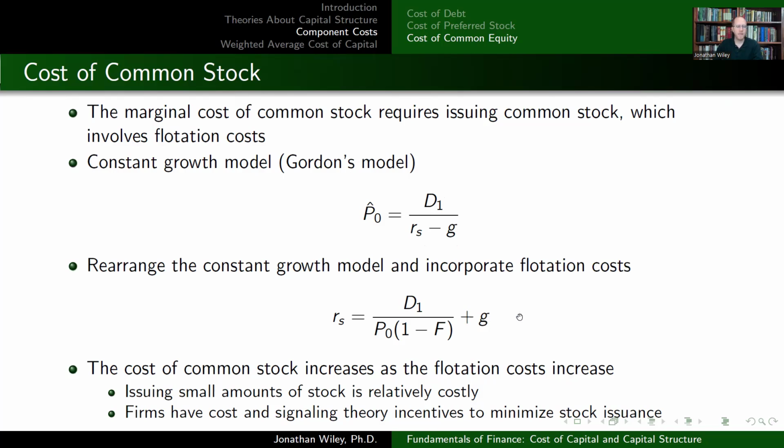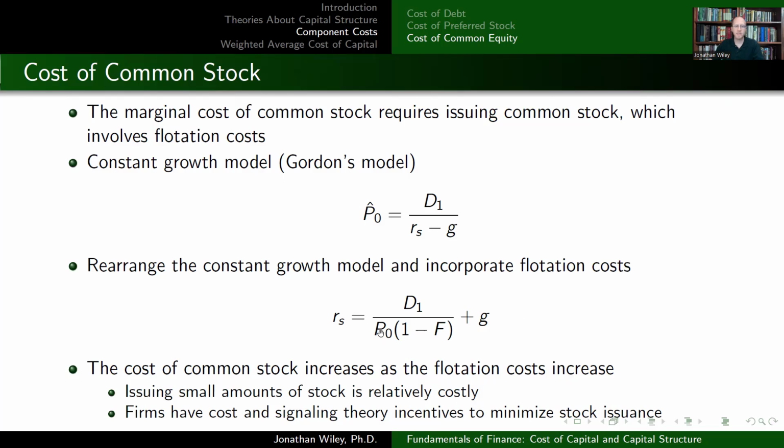G. But then if I do what I did for preferred stock, I account for the fact that if I'm actually selling the shares of stock, then I have to pay flotation costs on it. When I sell the share, let's say I sell it for $50, the company does not receive $50. I receive something less than that because of the flotation costs. F is going to be the percentage of flotation costs, so 1 minus F is going to show us the percentage of the sale price that the company actually gets to keep.